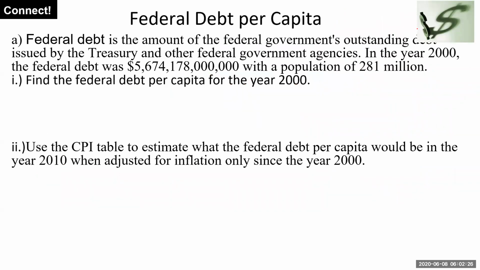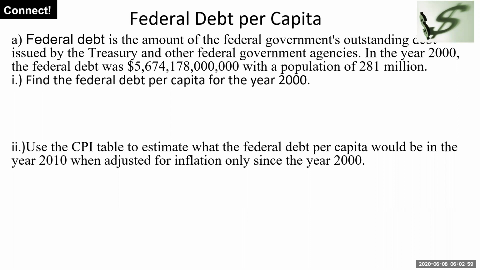Now here, we want to find the federal debt per capita for 2000. It says federal debt is the amount of the federal government's outstanding debt issued by the Treasury and other federal government agencies. In the year 2000, the federal debt was such a huge amount of money, with a population of 281 million.